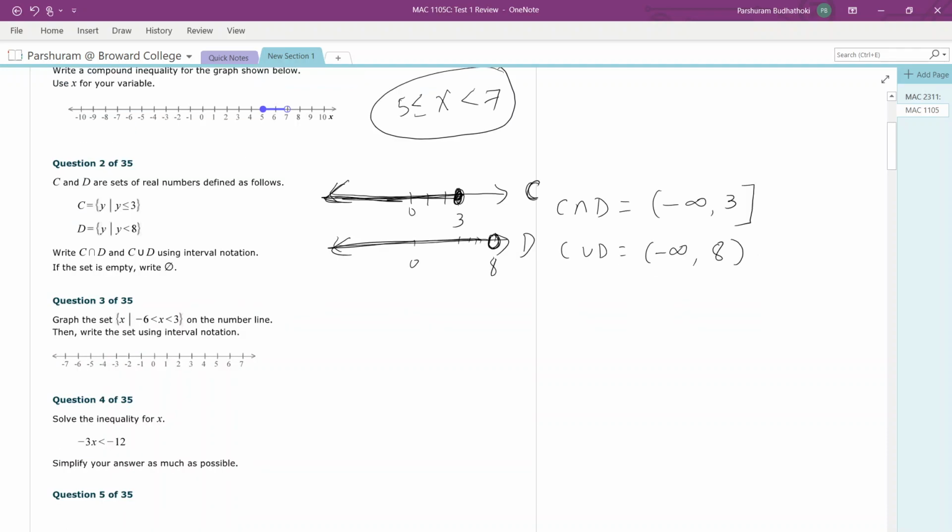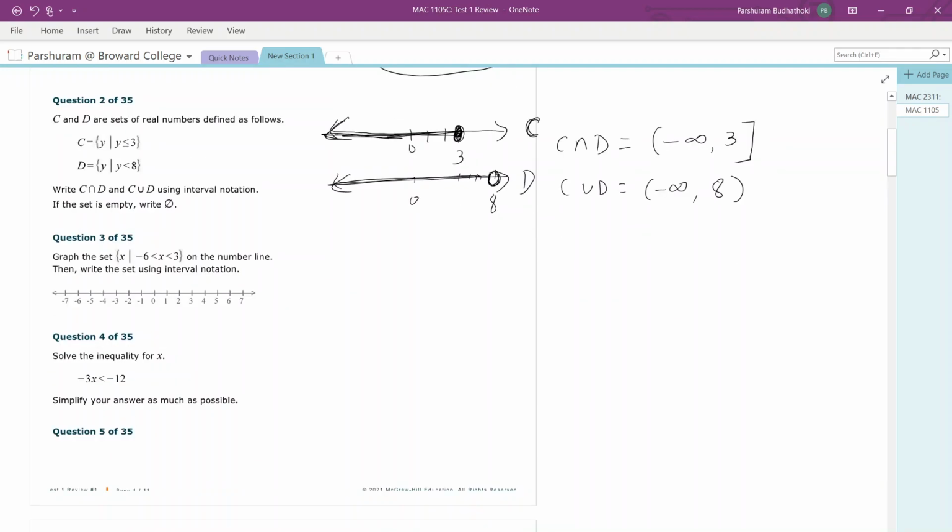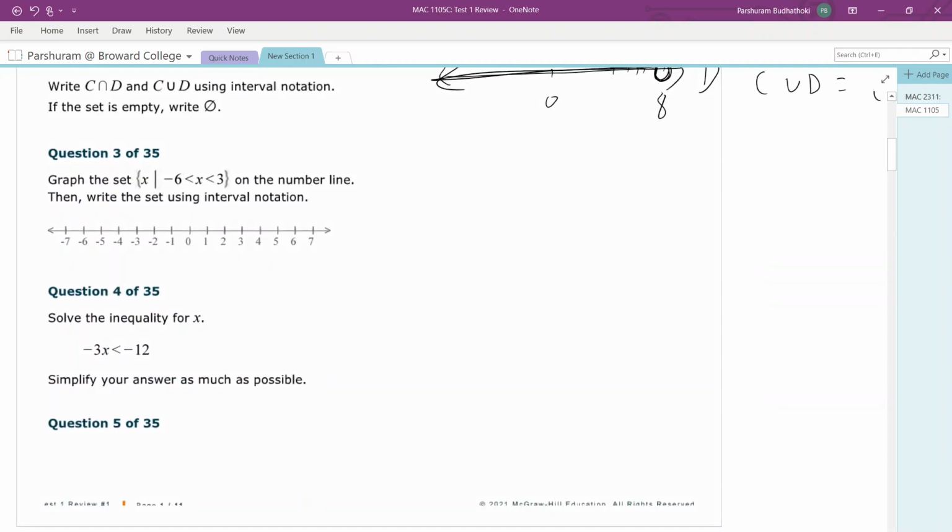That's problem 2. Question 3. Graph the set on the number line, then write the set using interval notation. We start from negative 6, which is here, an open circle. Positive 3 is here, an open circle. And anything between negative 6 and positive 3. So this is the graph. In interval notation, it would be parenthesis negative 6 comma positive 3 parenthesis.